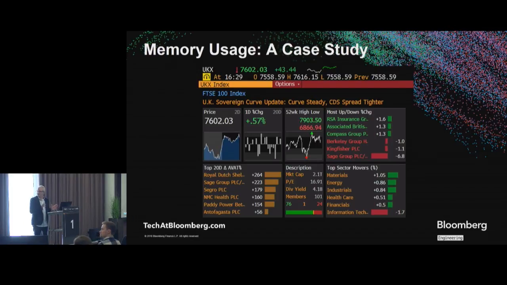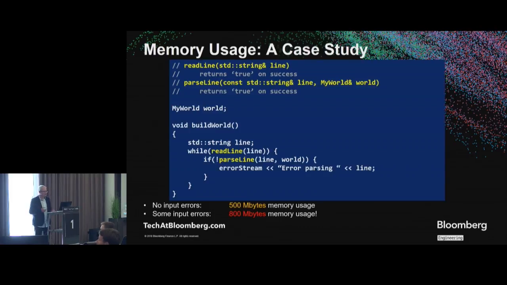Here's one of our components on the screen. It's called the GD, or graphics display, or something really imaginative. It's a very simple component, just bits of text and numbers and some charts. I was looking at a memory issue with this, and I was finding that basically this code, which just pulls in some data from some kind of source, probably the network, parses that data and builds a world, builds that representation on the screen. When it was working fine, it was using 500 megabytes of memory. It was quite a big world.